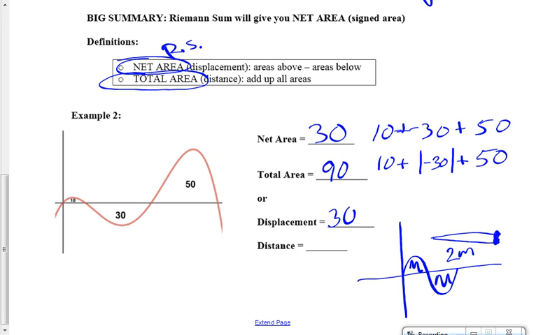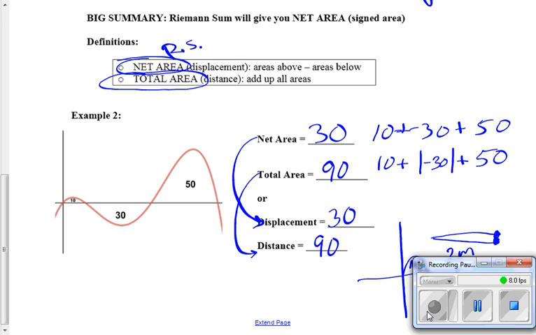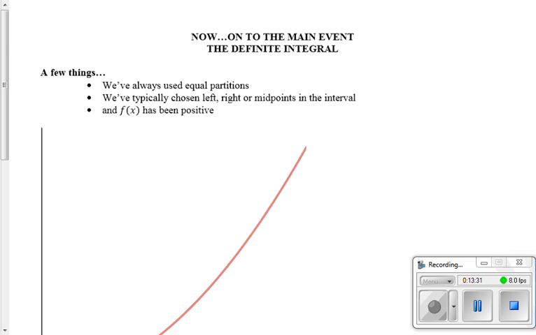So with example 2, we're going to end up using those same 2 numbers. So net area is equal to displacement, and total area is equal to distance. All right, so this is the theory behind the definition of the definite integral.